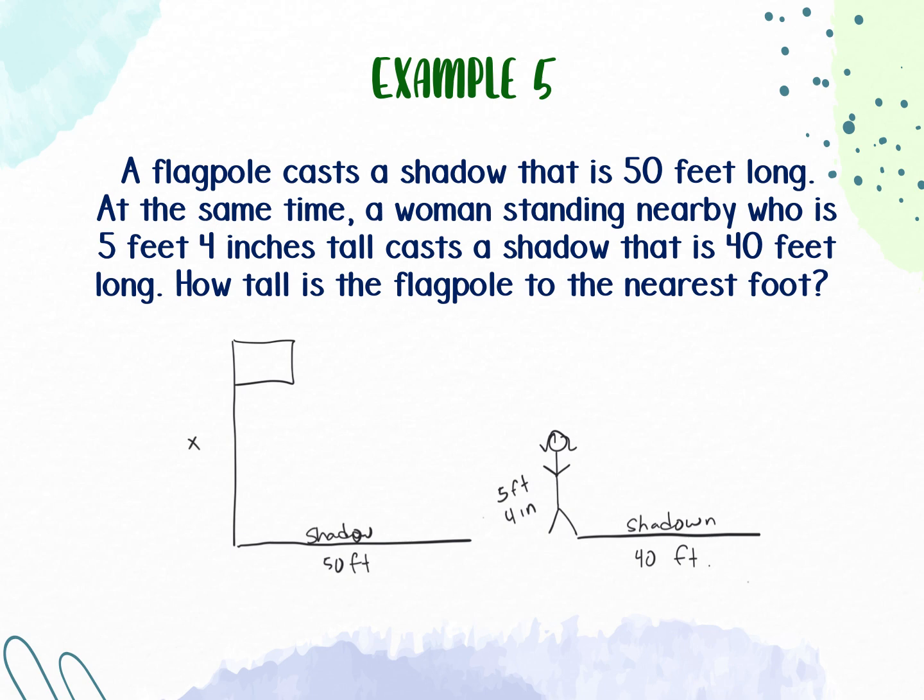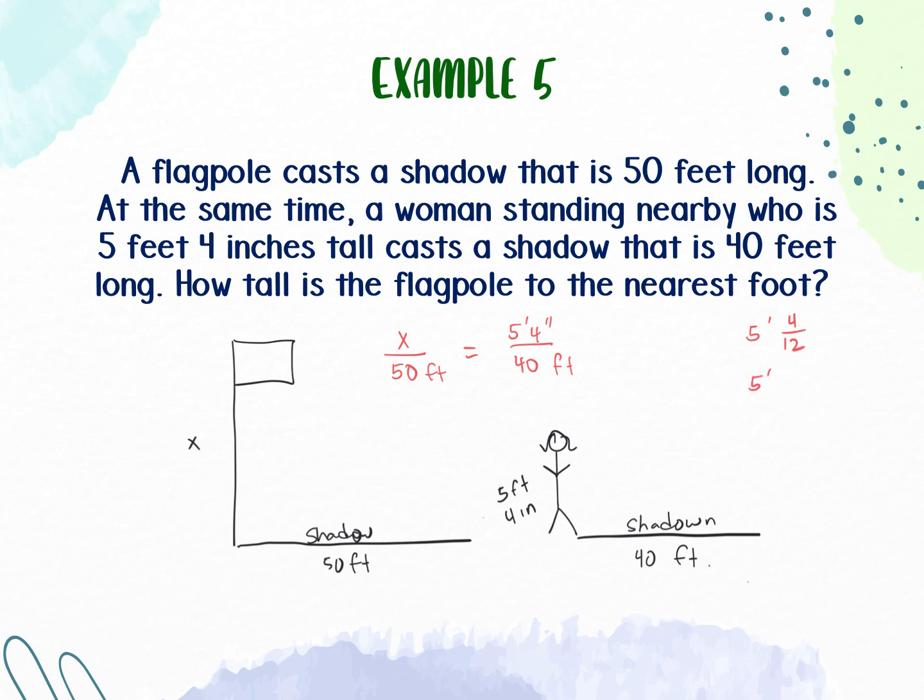Well, we can create a proportion. We can say, for example, the height of the flagpole over the shadow on the left is going to equal the woman's height over the shadow on the right. Now here, everything is in feet, and we do have this 4 inches, so we are going to have to convert 5 feet 4 inches to just feet. So how I do it, or one way to do it, is we know that 5 feet 4 inches is 4 out of 12 feet, right?